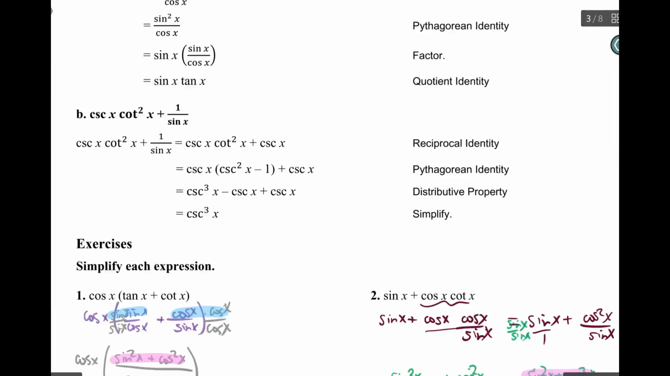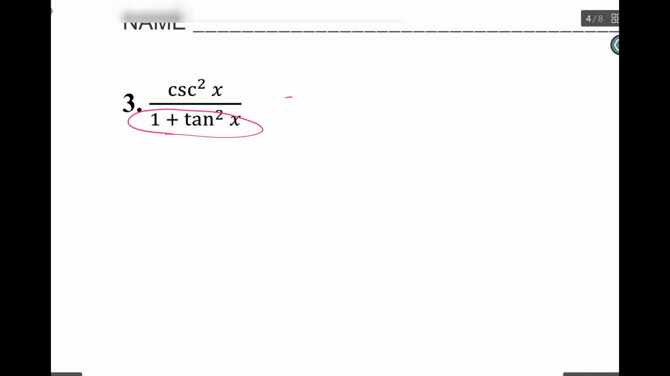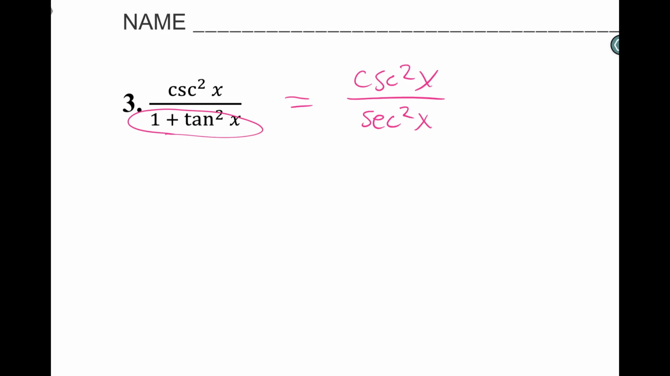Okay. So of course you have your equation sheet with you. So the bottom is the same thing as secant squared of x. And the top is cosecant squared of x. So really, you should be having your equation sheet in front of you when you're working on these problems, because that's what you'll have on the test and quiz. I'm not making you memorize them.